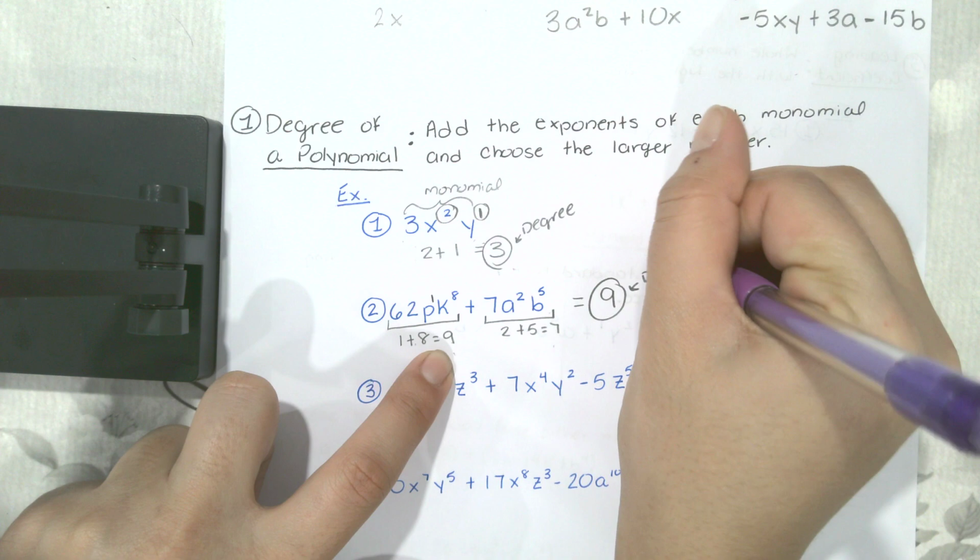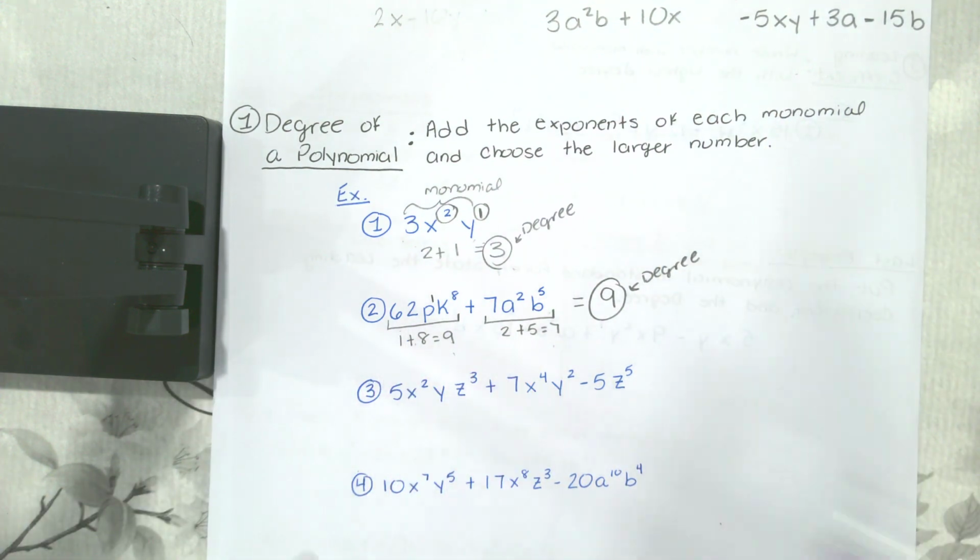Okay, again, we are choosing the largest degree out of all our terms. So there's 2 terms here. Our largest degree is 9. Our degree is going to be 9.